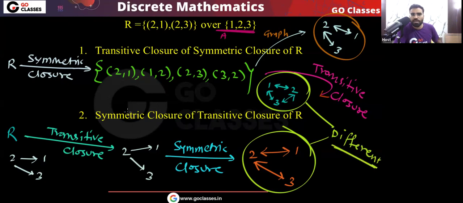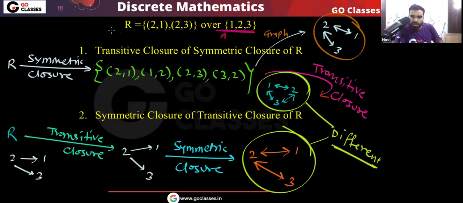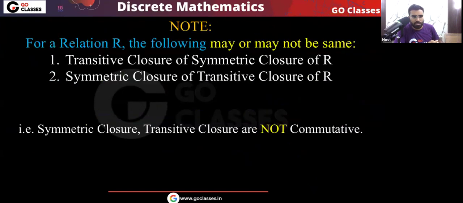Is this clear to everyone? I am explaining with the help of one example that transitive closure and symmetric closure are not commutative. For a given relation R, the result of 1 and the result of 2 may or may not be the same. First you find the symmetric closure, then the transitive closure, and the result may be different from first finding the transitive closure, then the symmetric closure. I hope you understood. So this is the final conclusion.